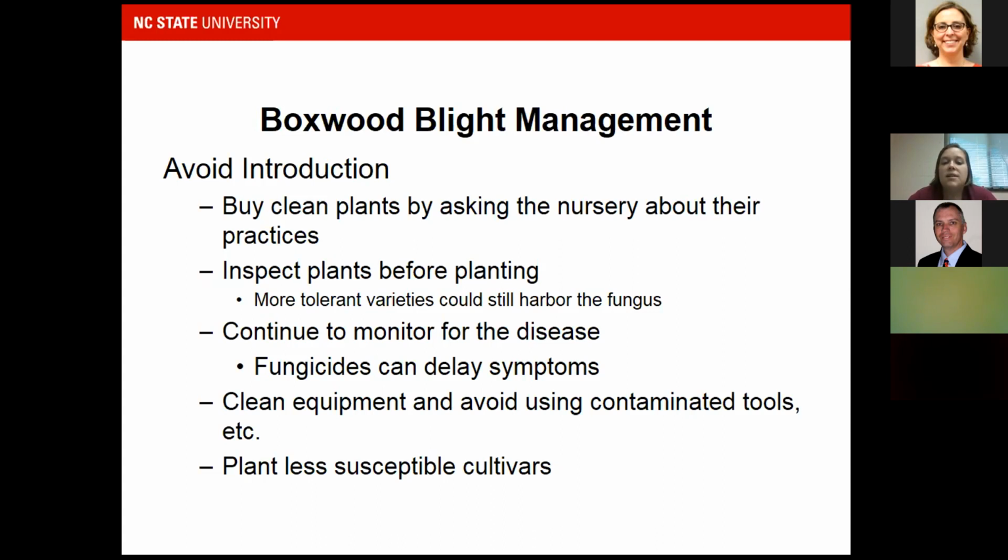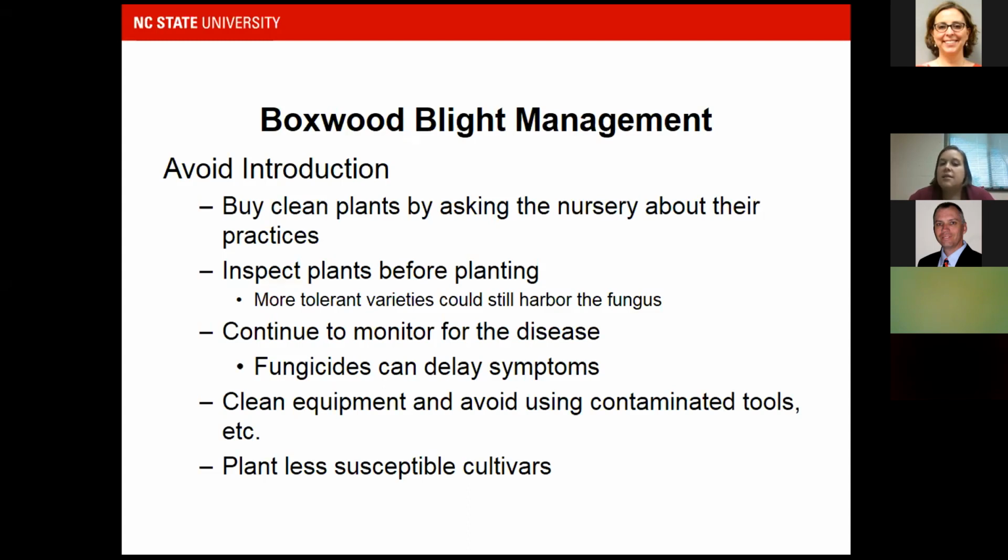It's very important to clean equipment and avoid using contaminated tools. When we talk about sanitizing tools, it's important that they are free of dirt and debris and they're clean, and then you sanitize, if you're working with any type of plant disease.